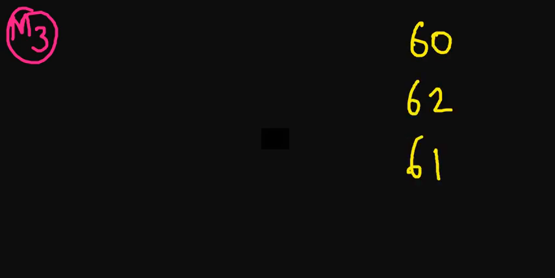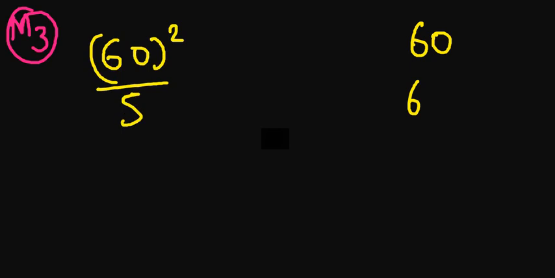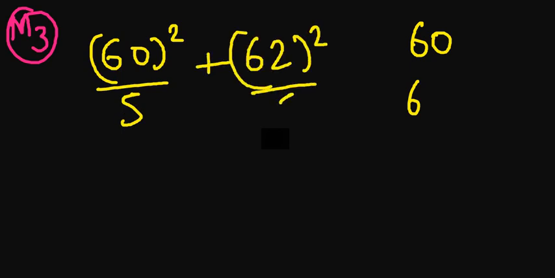Now we will move ahead to M3. Step number 3, M3. What values did we calculate first? First of all, we calculated 60, 62 and 61. Again, we will repeat step number 1, which was our M1, with some difference. The difference over here is we will do the squares: 60 the whole square divided by 5 plus 62 the whole square divided by 5 plus 61 the whole square divided by 5.